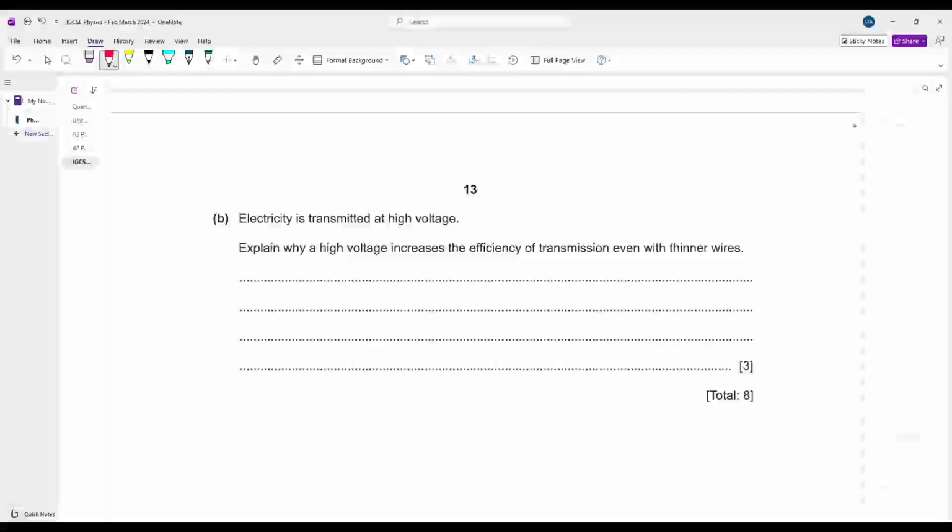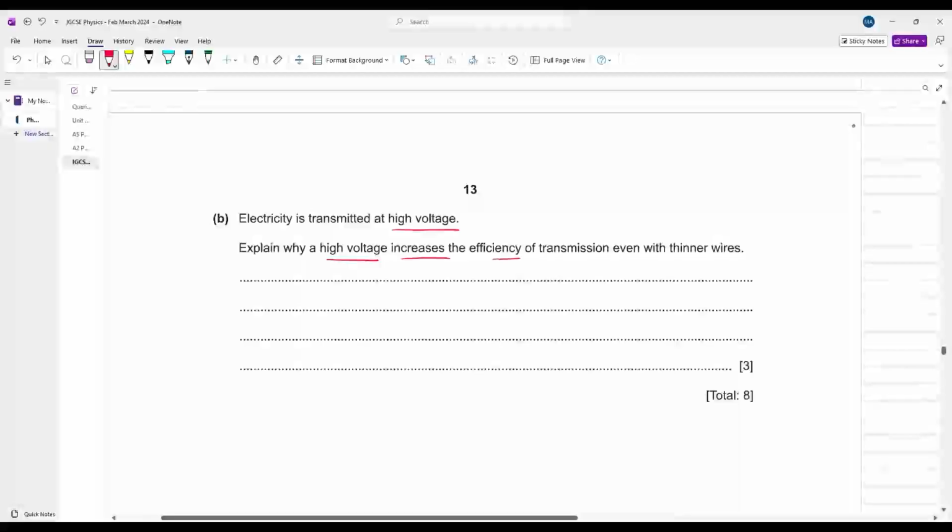Electricity is transmitted at high voltages. Explain why a high voltage increases the efficiency of the transmission even with thinner wires. First of all, why is the examiner saying this? Even with thinner wires. What does thinner wires mean? Anyone in the chat? Thinner wires means that your area is less.